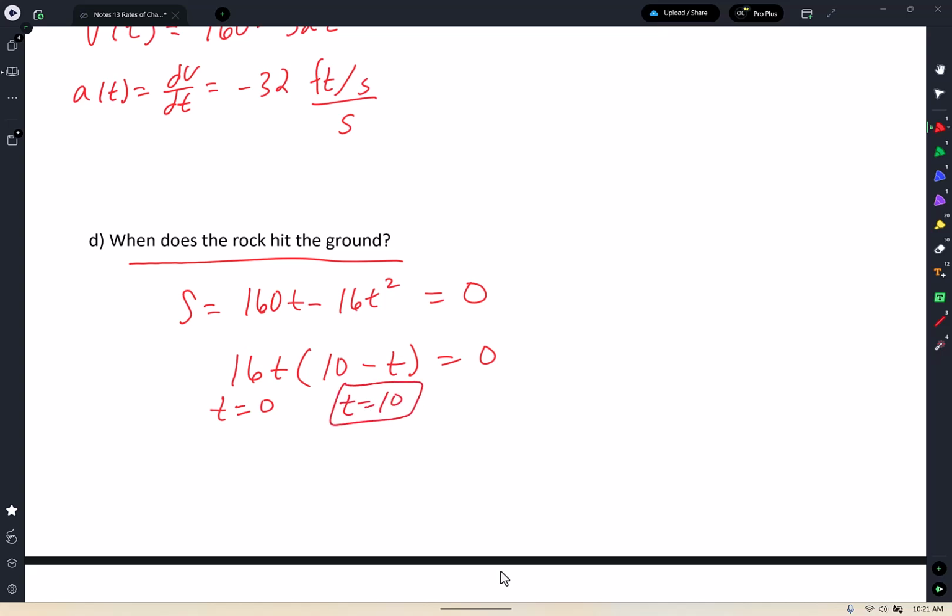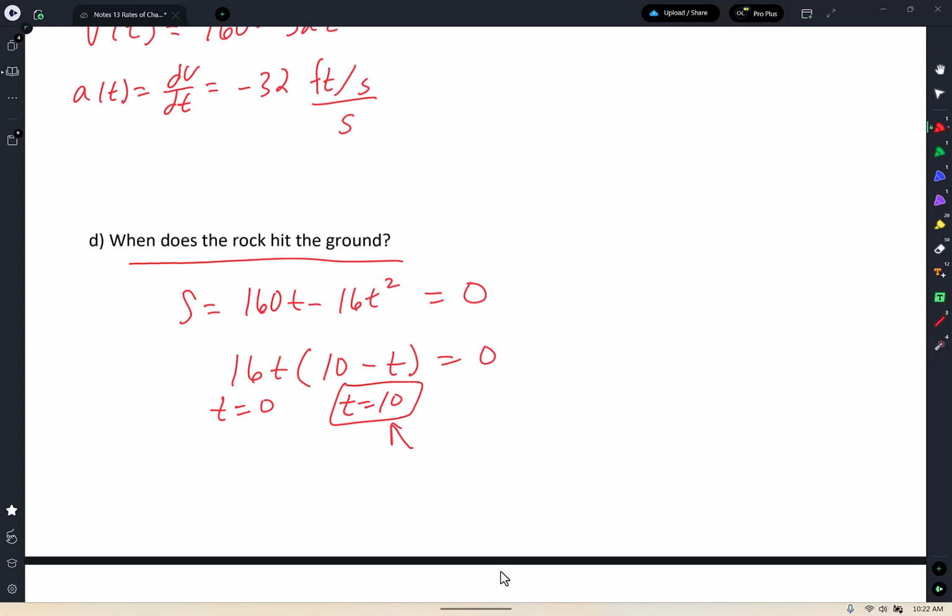Are you shocked that it was in the air for 10 seconds? No. How long did it take for it to reach the highest? 5. So it takes another 5 seconds for it to reach back to the ground. Does that make sense, guys? See? So there it is. There's your hack. You could have explained it that way too.